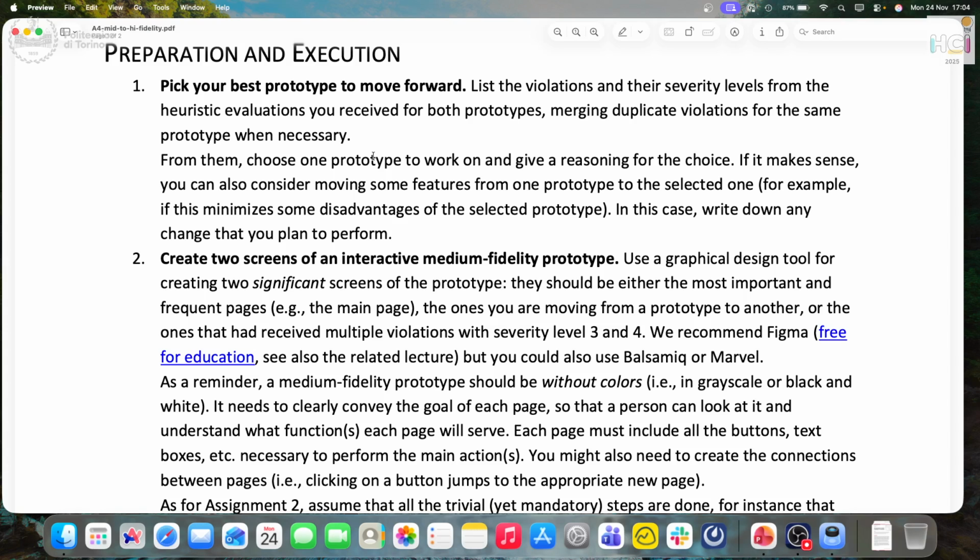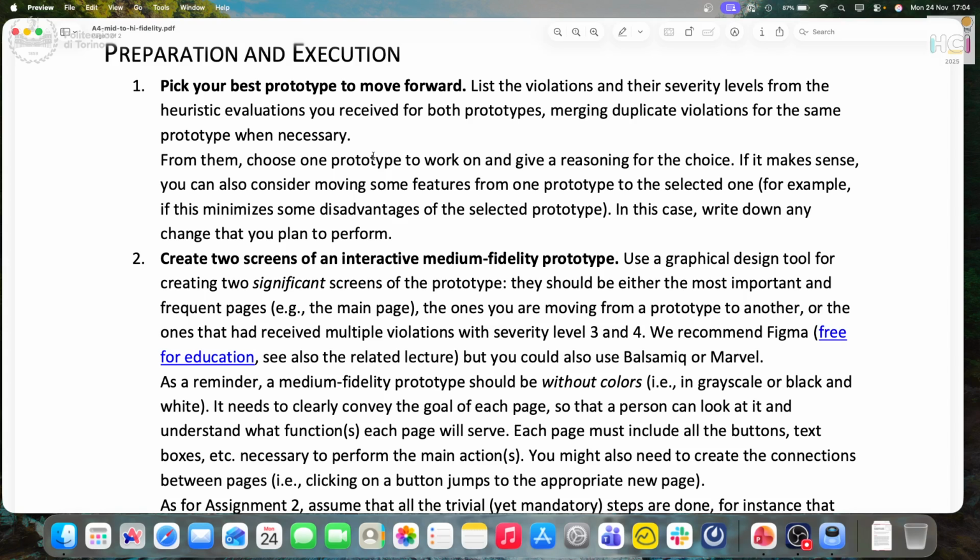Then you read them, think a little bit about them, and then among the 2 prototypes that you have, you choose 1. It's either prototype A or prototype B. You will not continue with 2 prototypes. We'll pick 1. And you should also give a reasoning for the choice, not just we like it more.